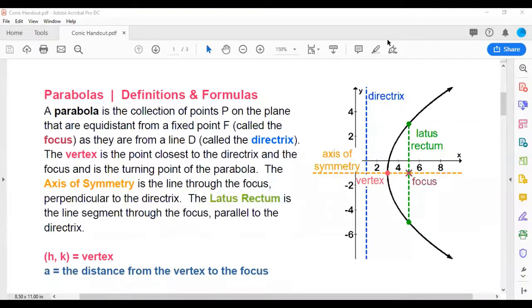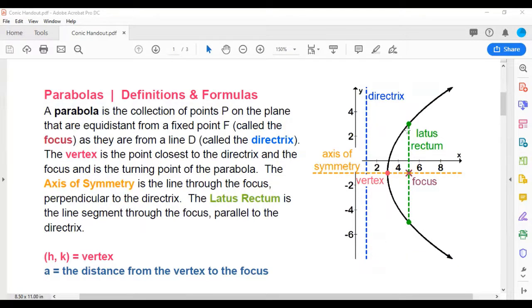Okay, so let's start out with a parabola. The definition of a parabola is the set of all points that is the same distance from a particular line as it is from a particular point. In this case, the directrix is this blue line. The directrix is the line. And then the focus is the point. The focus and the directrix aren't on the parabola, but they're used to generate or create the parabola.